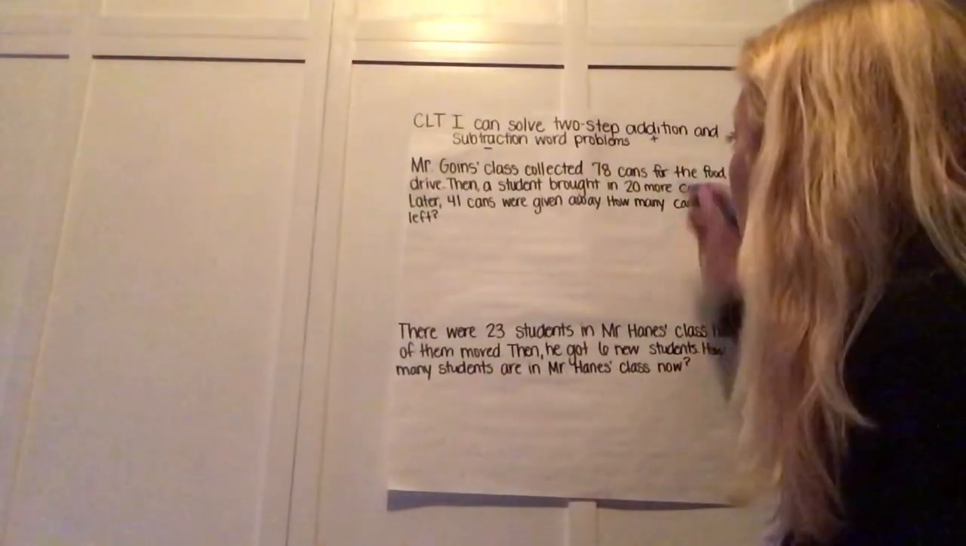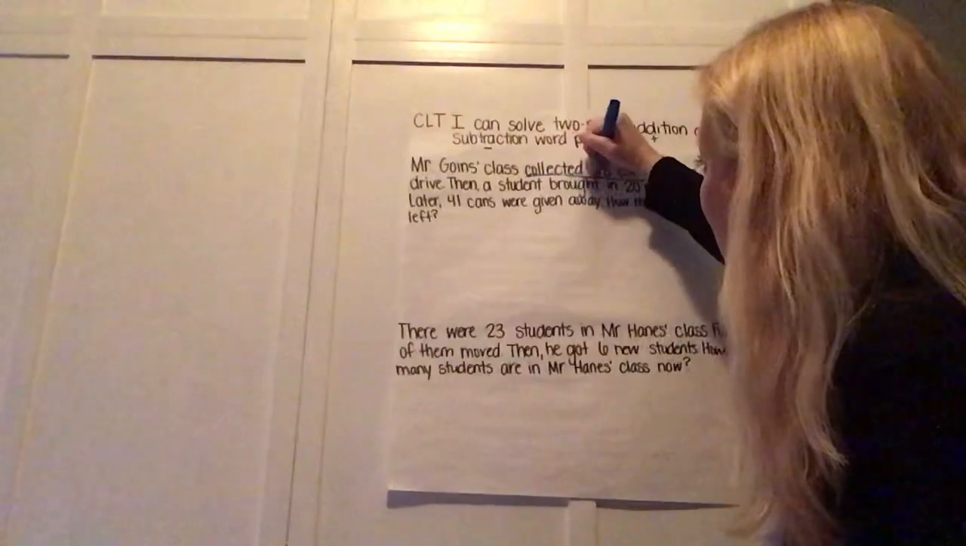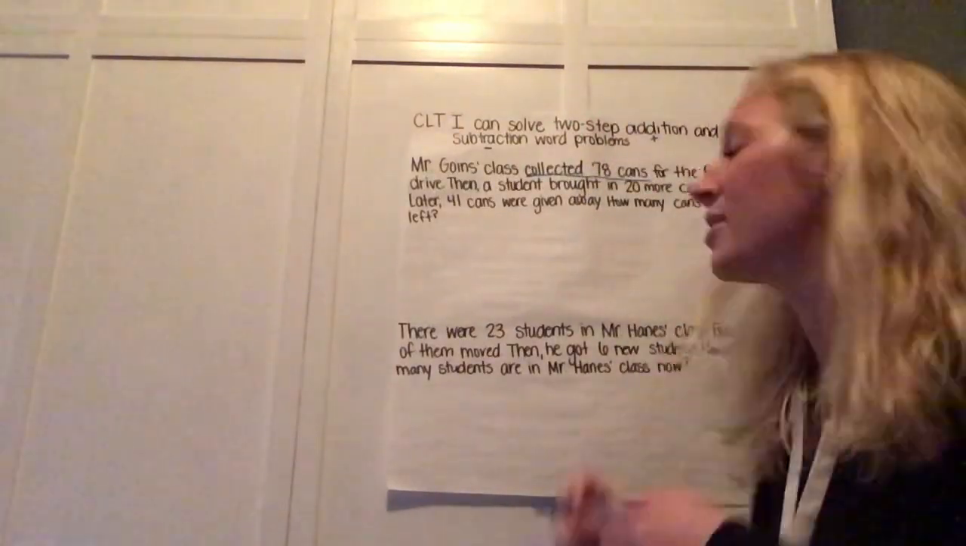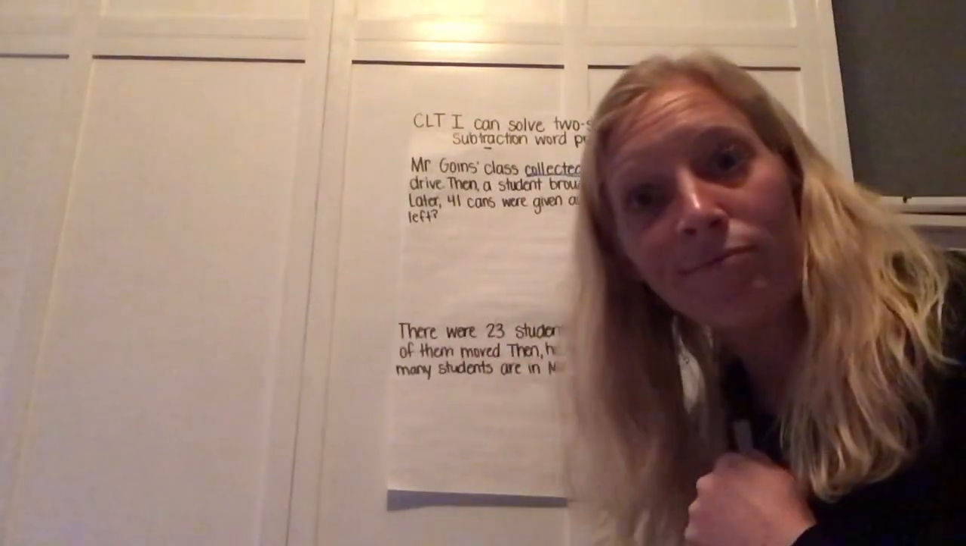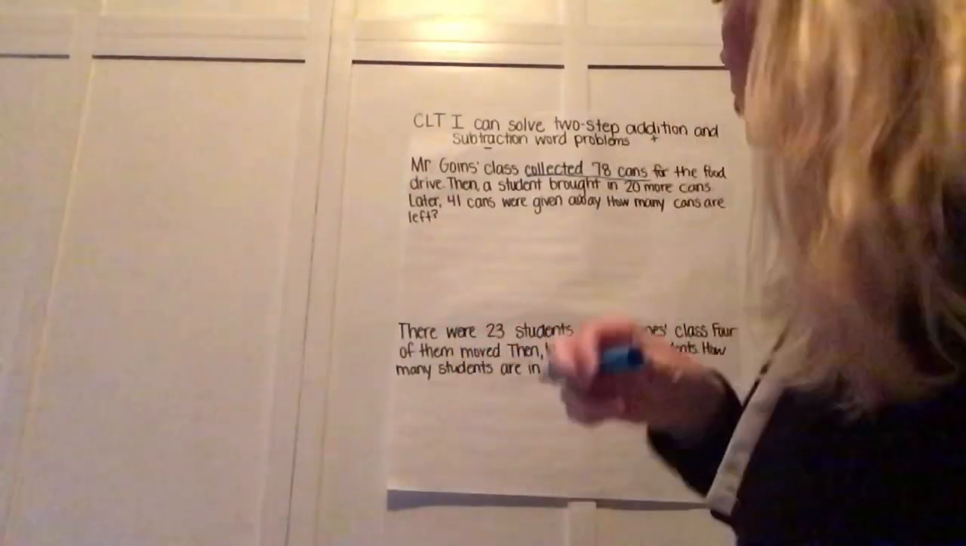We already know that they collected 78 cans. Collected means we got them, right? We're holding on to them. Felix had a collection. Mr. Gowen's class has a collection of cans. What else do we already know?